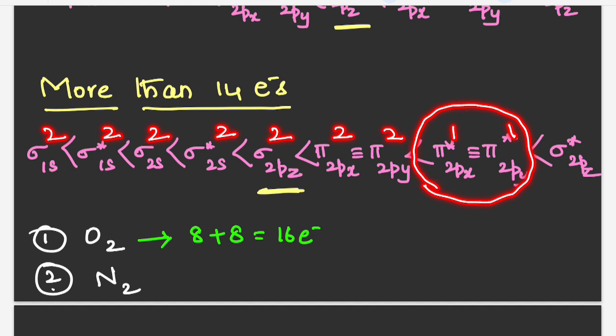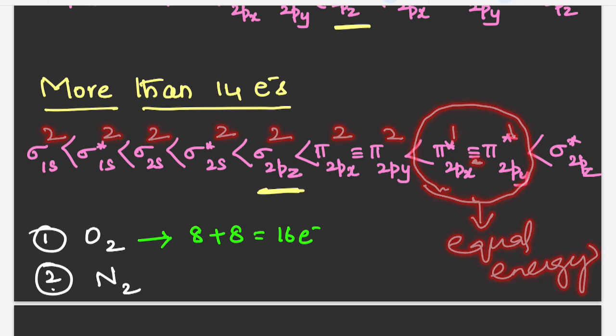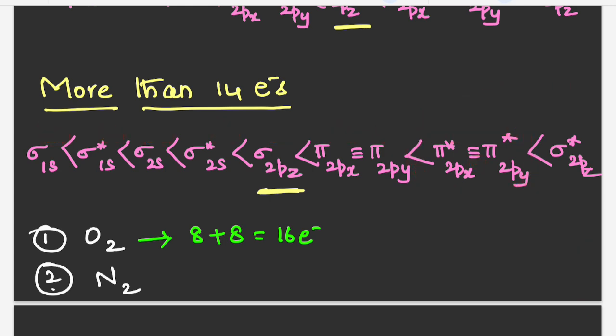Students, these are called degenerate orbitals. Can you see the symbol? The equivalent sign means they are degenerate orbitals. Degenerate orbitals means they have equal energy. If degenerate orbitals are present, then you have to write 1 electron in each orbital first. Can you see the unpaired electrons present here, 1 and 1? If unpaired electrons are present, then the molecule is paramagnetic in nature. So here you can write that O2 is paramagnetic in nature.